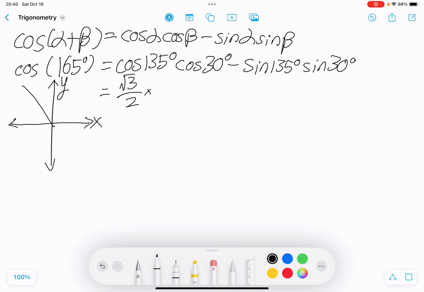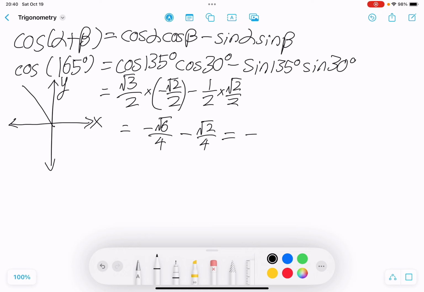Now, pretty obvious that the cosine of this is just going to be negative root 2 over 2 minus the sine 30 degrees, which is 1/2, times sine 135 degrees, which is just going to be positive root 2 over 2. So that equals negative root 6 over 4 minus root 2 over 4, which is just negative root 6 plus root 2 over 4. So that's that.